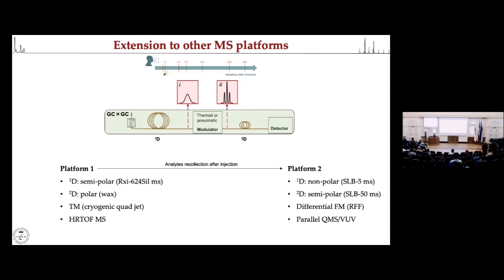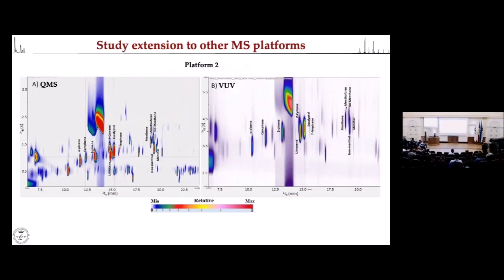It was, of course, a different setup. It was with a flow modulator, and as detector, a parallel quadrupole MS detection. These are two example chromatograms. Again, breath samples, parallel detection, where we can see those terpenes, those target analytes. And we can see there is a difference in sensitivity, a difference in band broadening. But for this targeted analysis, we could track those analytes during the sampling points in any case.